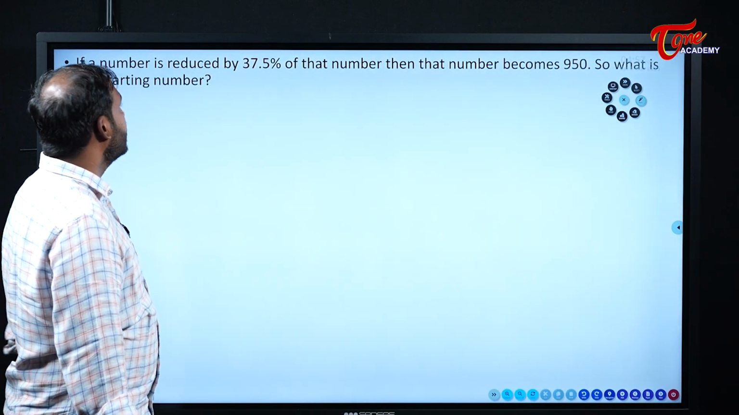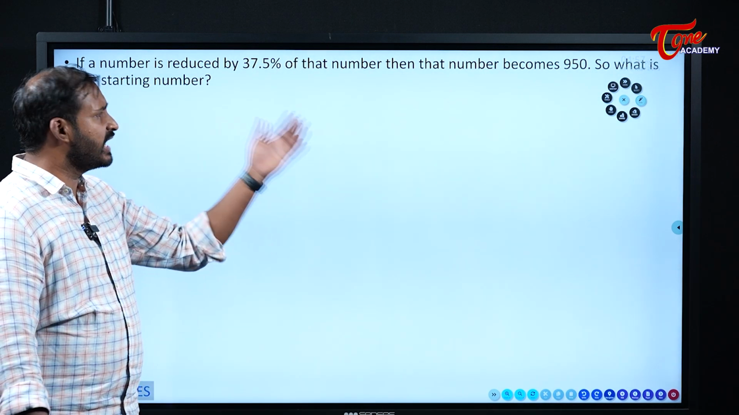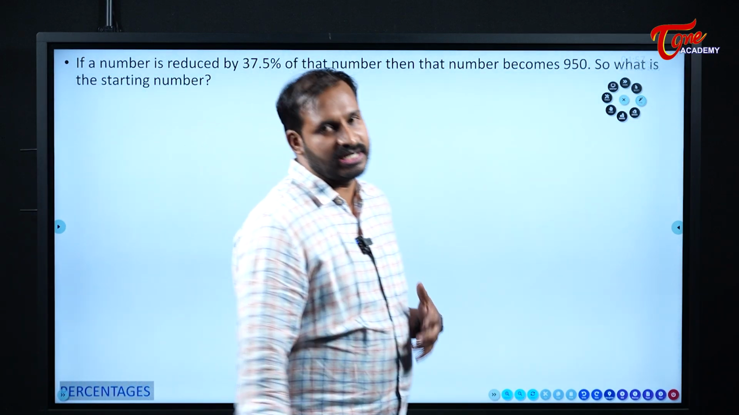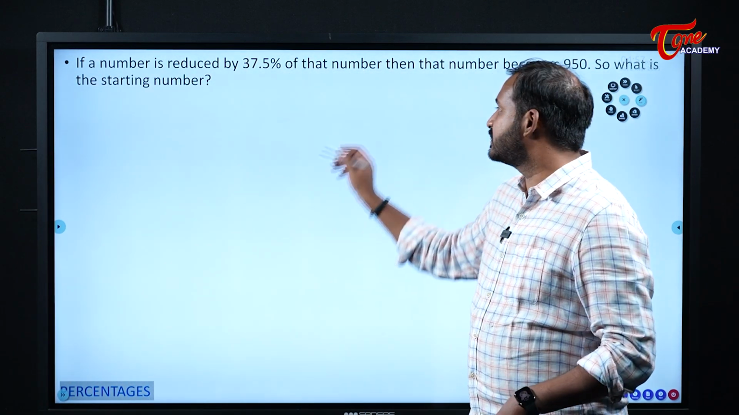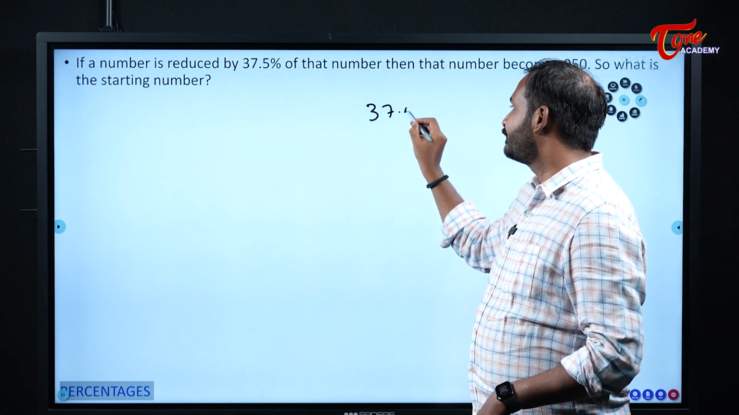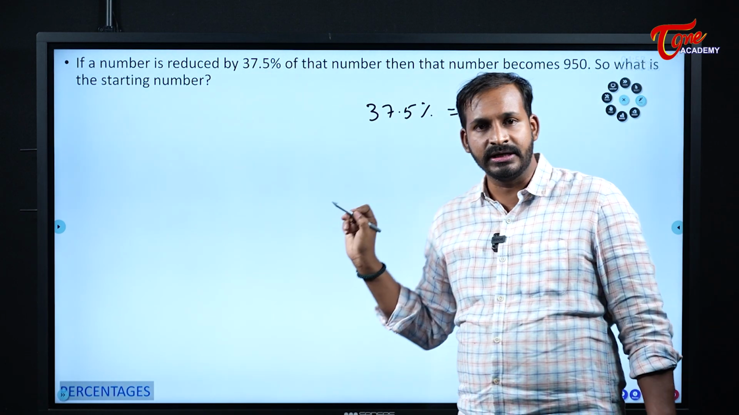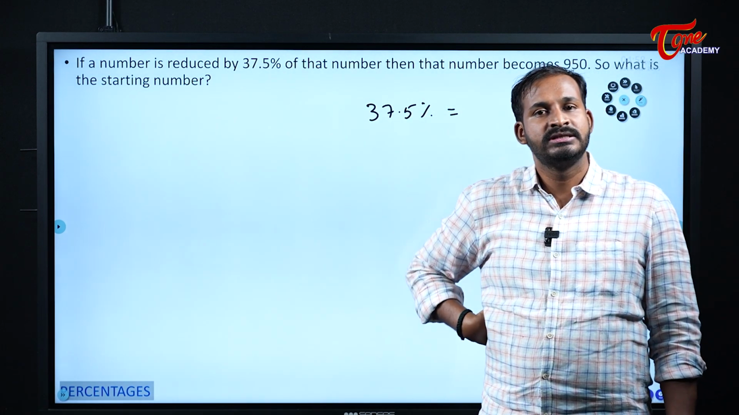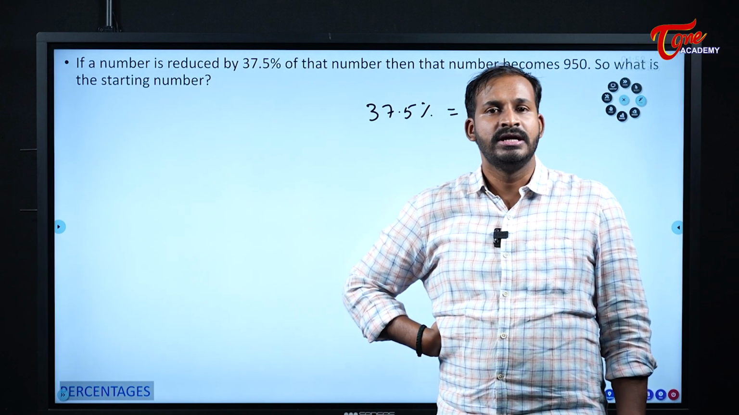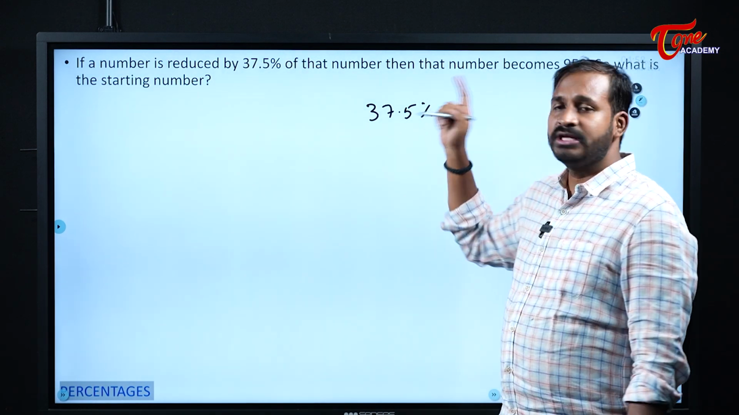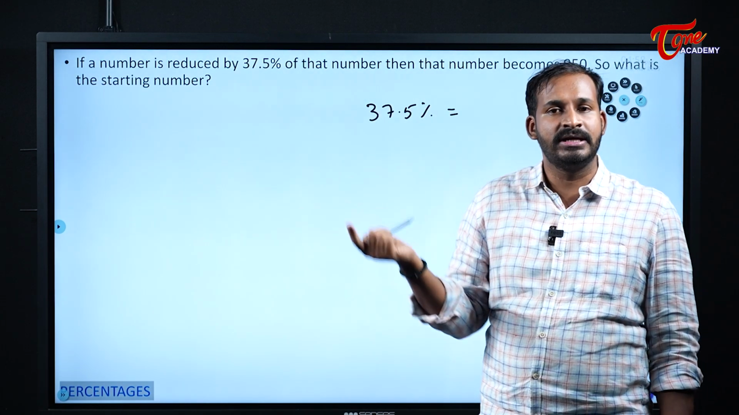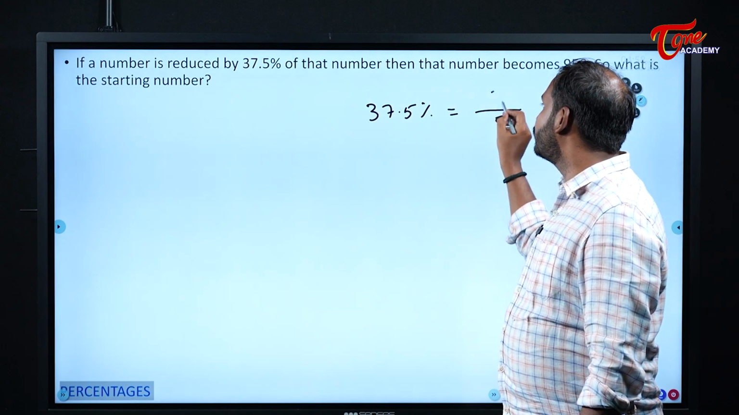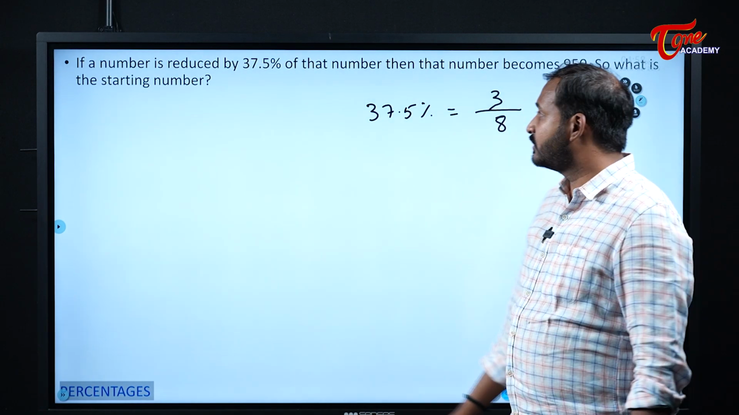Next one. If a number is reduced by 37.5%, directly we will go with our shortcut method only from here onwards. Now the number is reduced by 37.5%. So 37.5 means what is the fraction? I have already told you how you need to think when you compare 37.5 with 50. This is less than 50 by how much? 12.5. Less than 50 by 12.5. So you need to think immediately in terms of 12.5. 100 will be divided into how many 12.5s? 8. But 37.5 means how many 12.5s? 3. So 3 by 8.